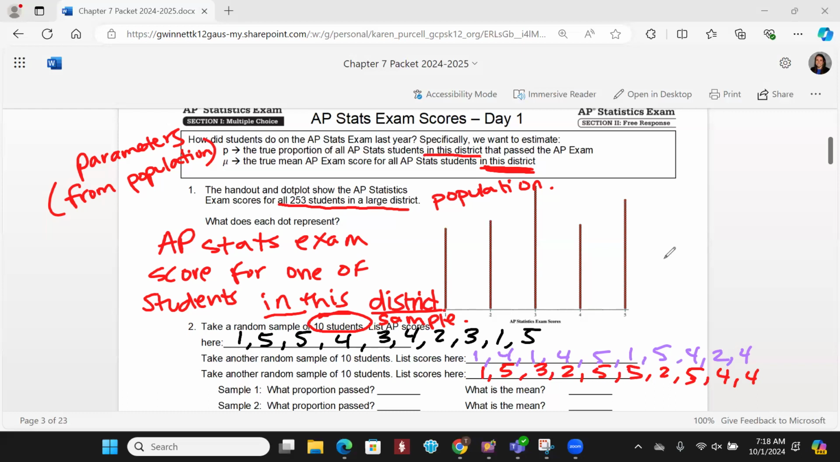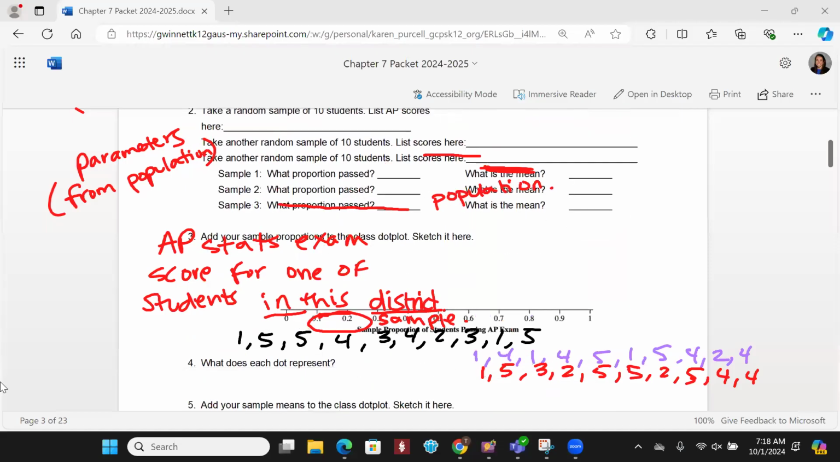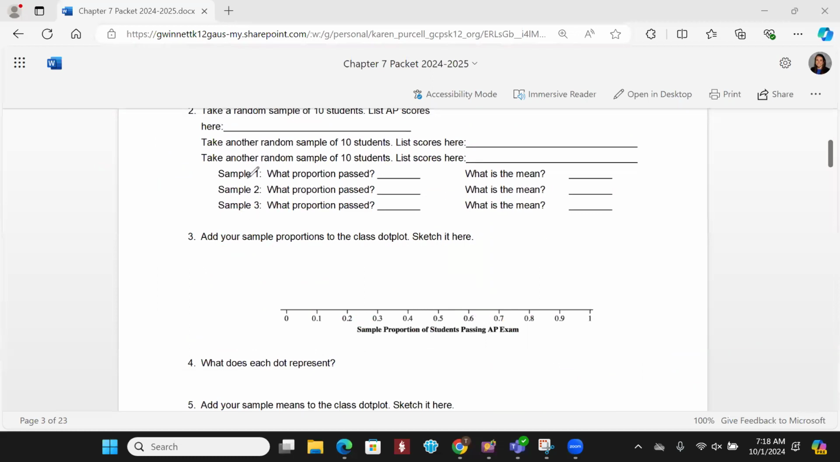Okay, what is considered passing on the AP exams? 3, 4, 5. So, looking at our first sample that we pulled, what was the proportion that passed? Out of the 10 students, how many of them passed from that group? Seven. Remember, three and above. Okay. All right, so what proportion passed? That's going to be 0.7.